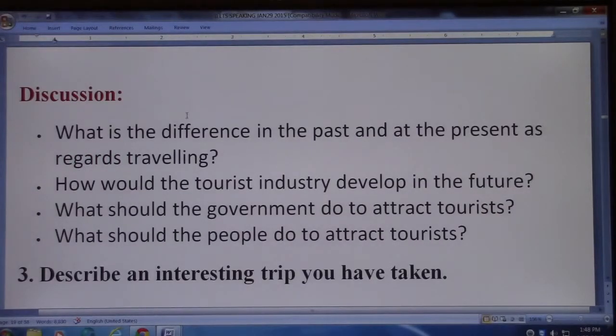So, and then there's going to be discussion. What is the difference in the past and present as regards traveling? Of course, traveling has changed over time. Means of transportation, means of traveling have changed. People used to travel using different means than today. How would the tourist industry develop in the future? What do you think of the tourist industry for the future? What should the government do to attract tourists? And what should the people do to attract tourists?